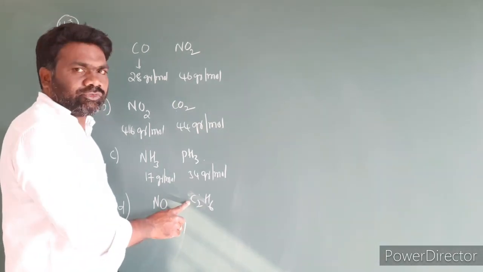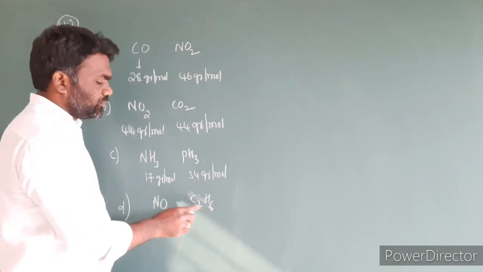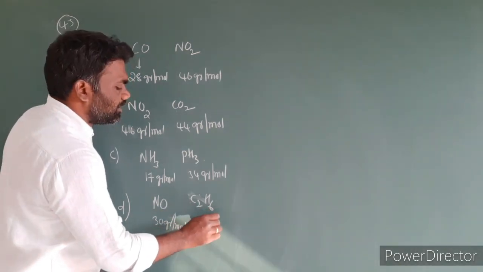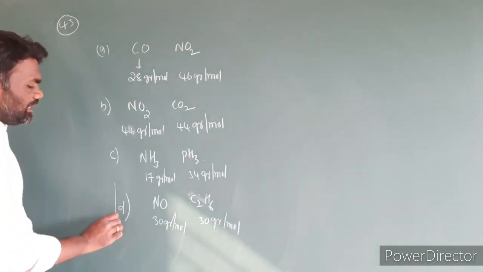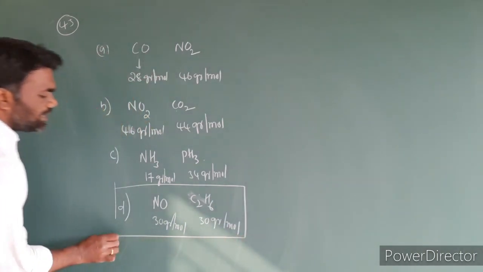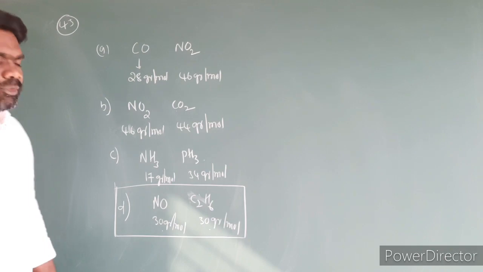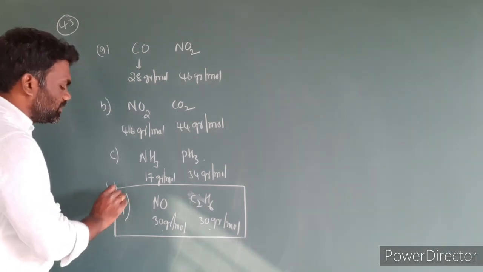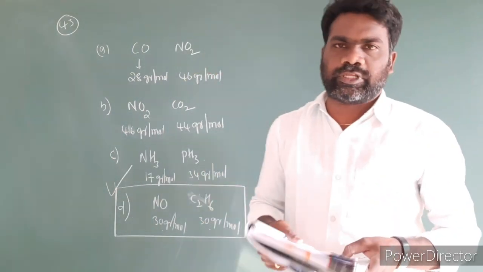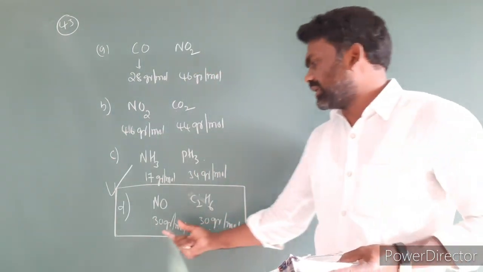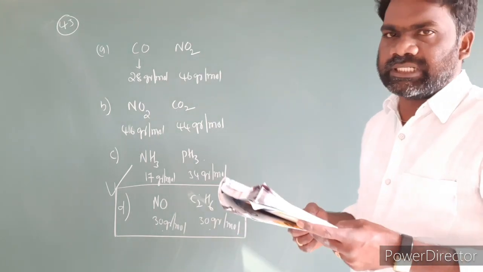Here carbon is 12. 12 into 2, 24. 24 plus each hydrogen is 1, 6. So 24 plus 6, that is equal to how much? 30 gram per mole. So look at all these options. In the D option, this pair has the same molecular masses, 30 gram per mole, 30 gram per mole. So if molecular mass is the same, then the rate of diffusion will also be the same. So for question number 43, the correct option is the fourth option, because they have the same molecular masses.